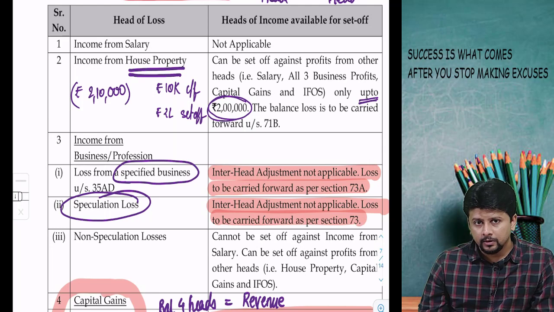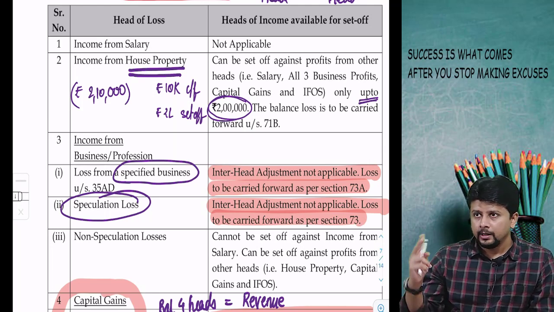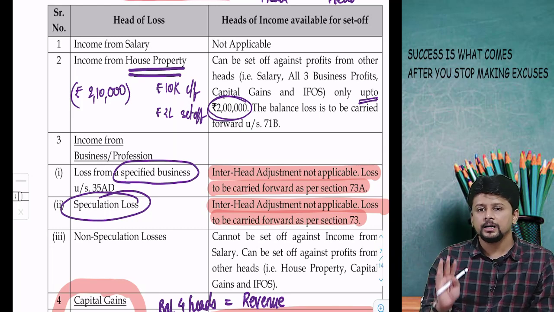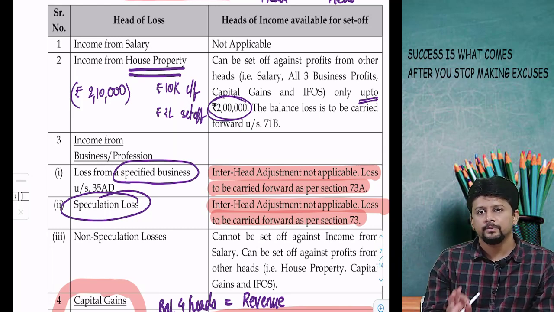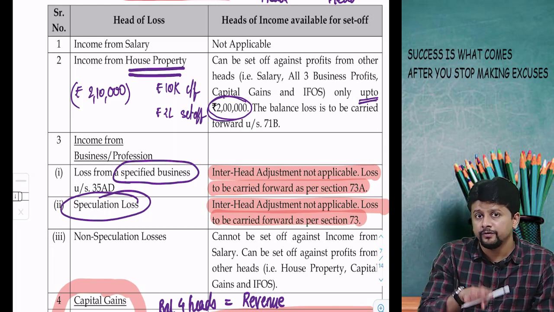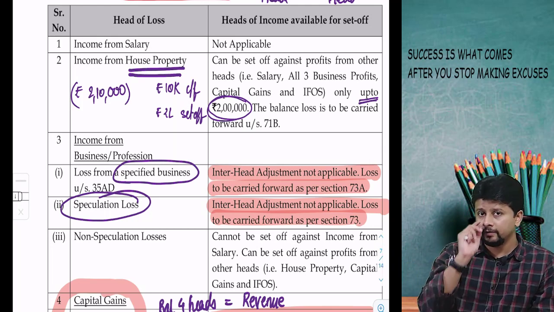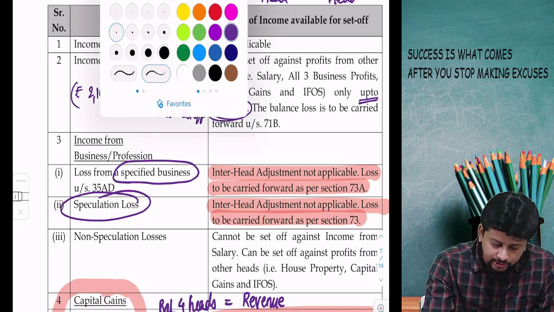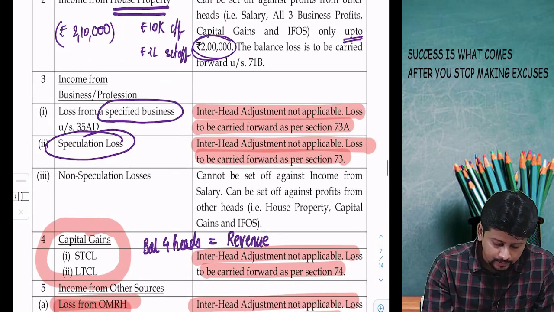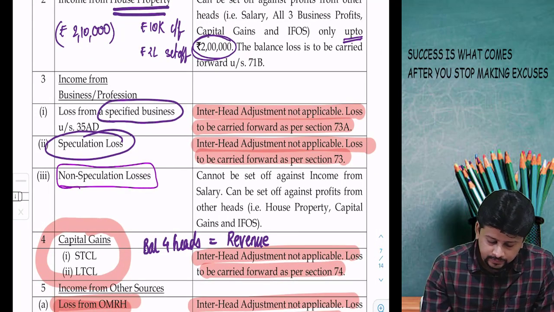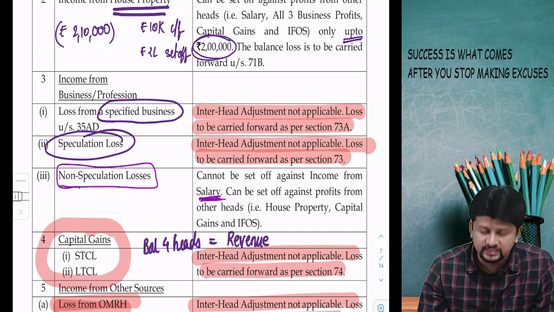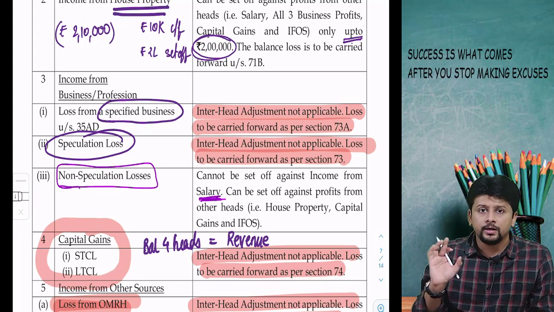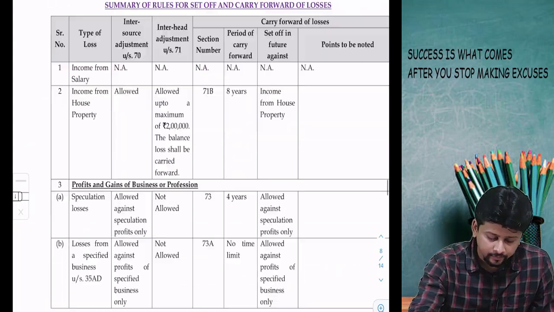A house property loss can be set off against salary, against PGBP, against capital gains and against IFOS. But there is an amount restriction of 2 lakh rupees maximum. Beyond that, if you have suffered a house property loss, it will have to be carried forward to future. And the last restriction put up by the section is that non-speculation losses cannot be set off against salary. You can set it off against the other 3 heads, but you cannot set it off against income from salary.